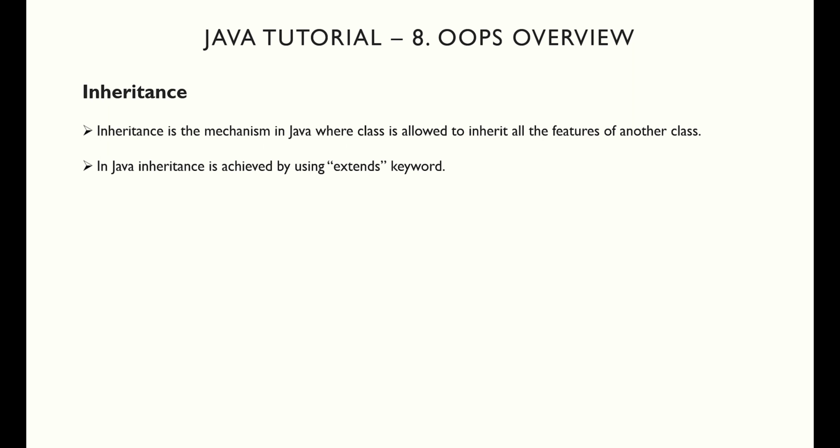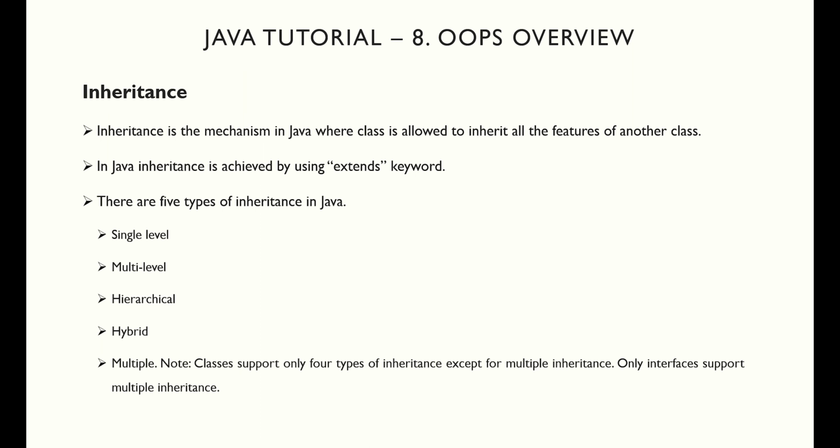The main terminologies in inheritance in Java would be super, which refers to the parent, super or base class. Subclass, which inherits the base, parent or superclass. Subclasses are also known as child classes. There are five types of inheritance in Java: single level, multi level, hierarchical, hybrid, and multiple. Classes only support four types of inheritance, except for multiple inheritance. Only interfaces support multiple inheritance. We will look at inheritance in detail in later videos.